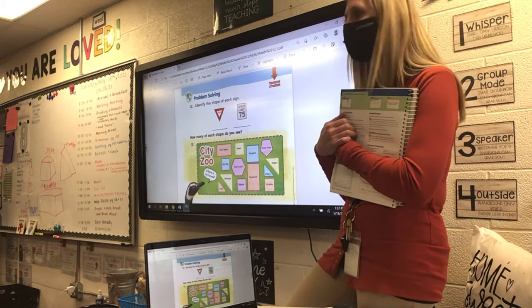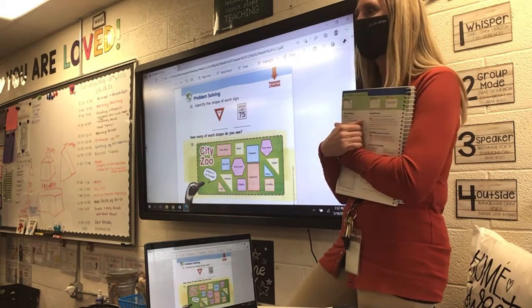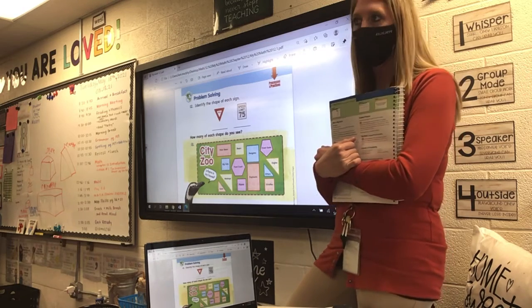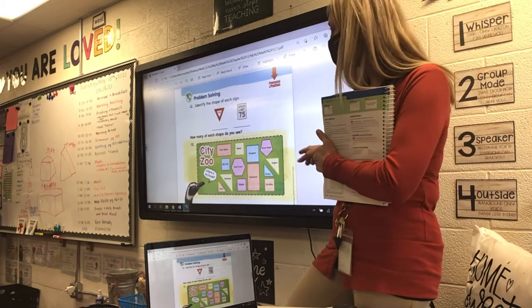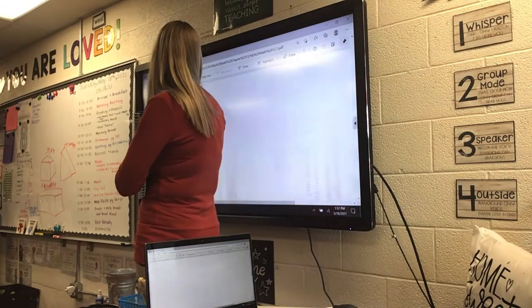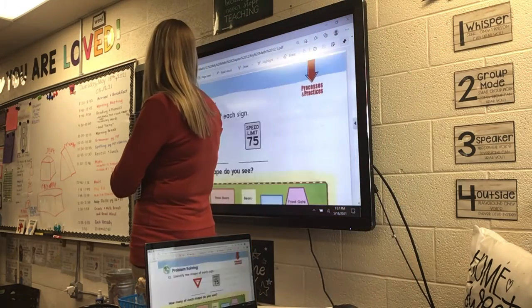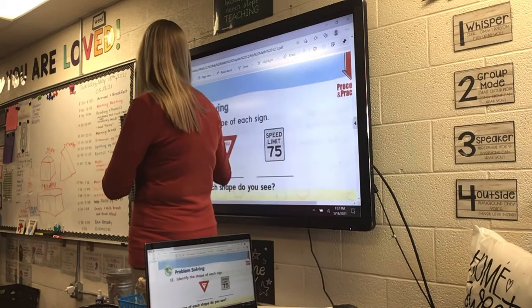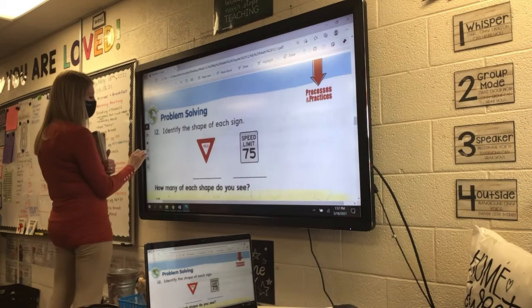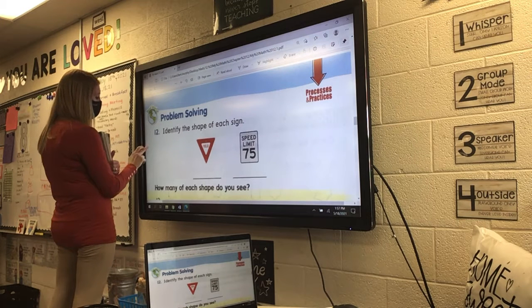Caden, it's a yield sign. Good job. You just said it. It's a yield sign. So Caden, looking at that yield sign, what shape is that? A triangle. So right up here, you're gonna write the word triangle. Tri, T-R-I, and then angle, A-N-G-L-E.